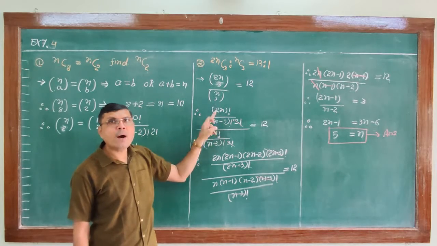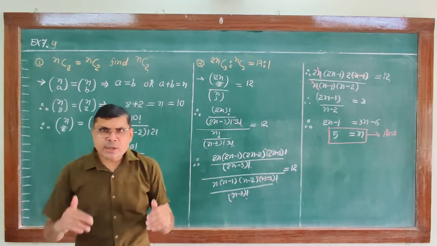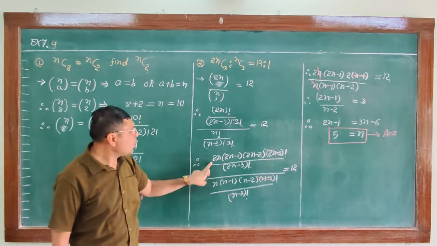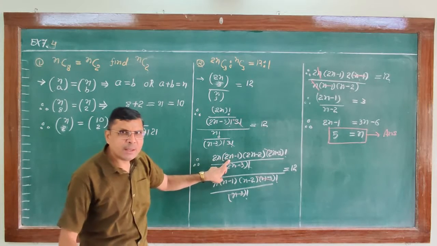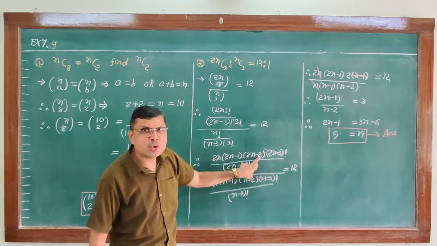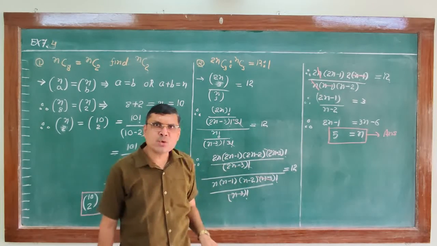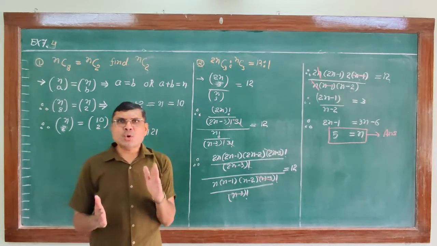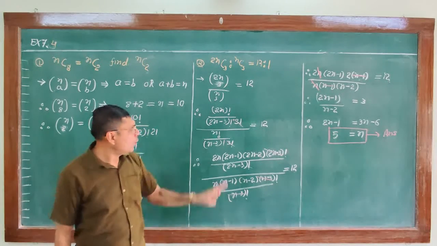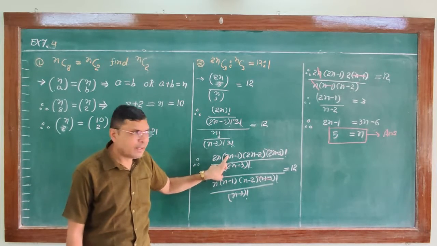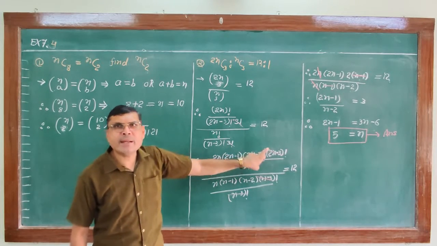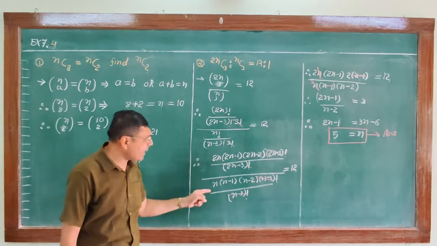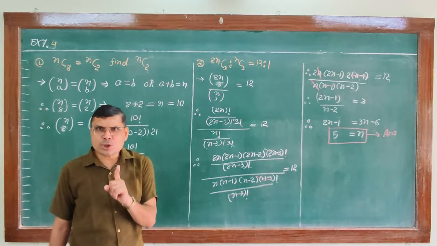Now, as you know, a factorial can be split. How can we split? 2n, then 1 less is 2n minus 1, 2n minus 2, and 2n minus 3 factorial. If you compare these two, 2n factorial is larger, so I convert it into 2n, 2n minus 1, 2n minus 2, 2n minus 3 factorial. And 2n minus 3 factorial is already there in the denominator, so these two will get cancelled. We already applied this in permutation also.